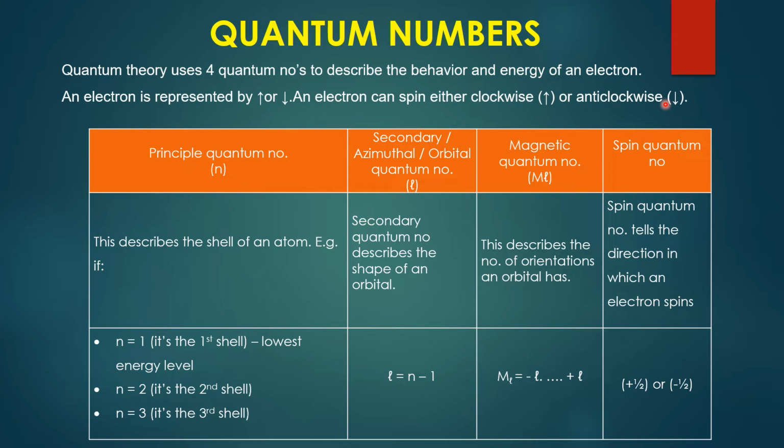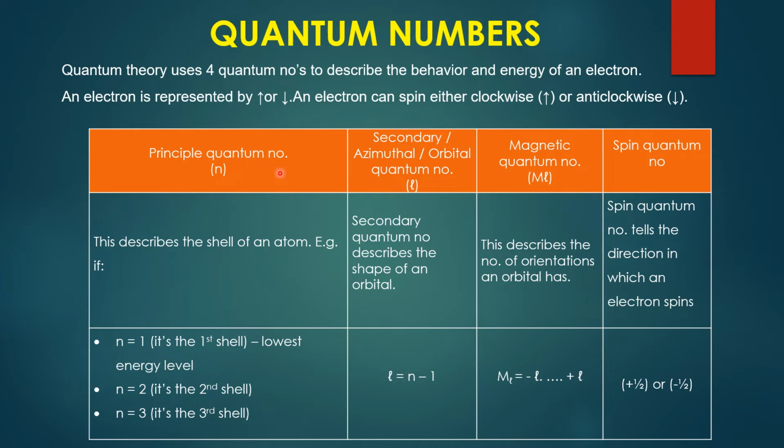So these are the 4 quantum numbers. We have the principal quantum number denoted by small n, secondary quantum number whose synonyms are azimuthal or orbital quantum number denoted by a small l, magnetic quantum number represented by ml, and spin quantum number which is represented by ms.